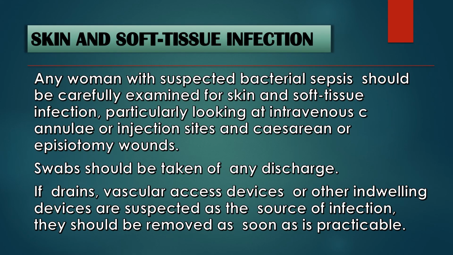Skin and soft tissue infection. Any woman with suspected bacterial sepsis should be carefully examined for skin and soft tissue infection, particularly looking at intravenous cannula or injection sites and cesarean or episiotomy wounds. Swabs should be taken of any discharge. If drains, vascular access devices, or other indwelling devices are suspected as the source of infection, they should be removed as soon as is practicable.